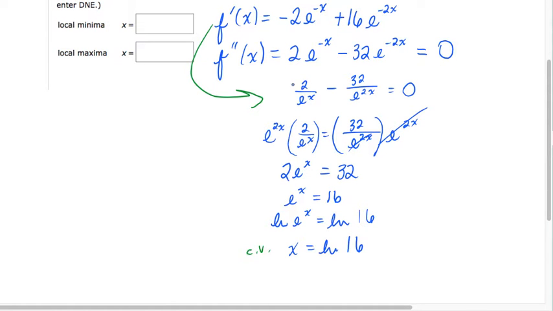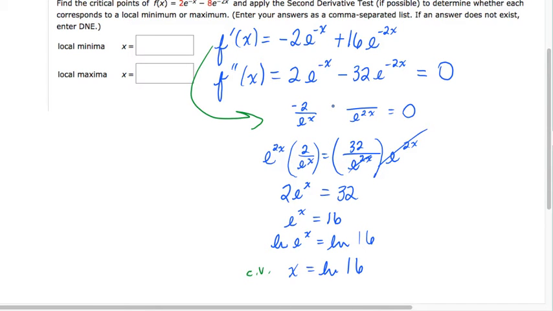Let's see. So that would be negative, right? All that changes is my 32, and that should be positive. So it should be positive 16. Is that right? Negative 2 over e to the x plus... Okay, so the multiplying by e to the 2x on both sides doesn't change. That should be negative, and this should be negative 16.